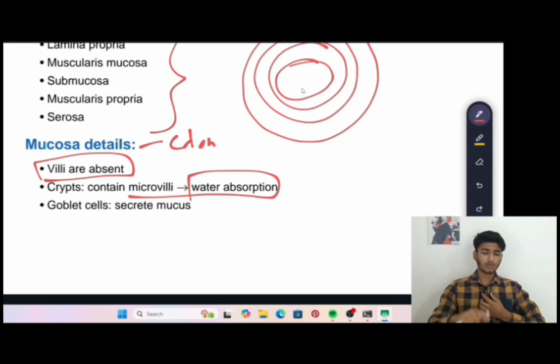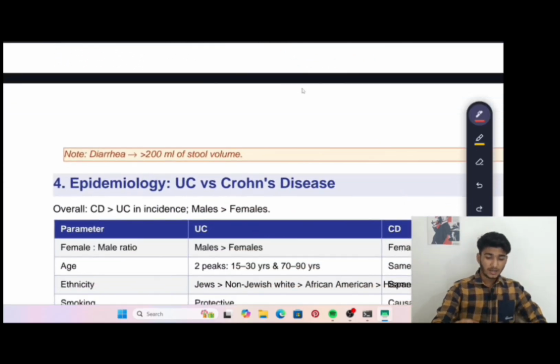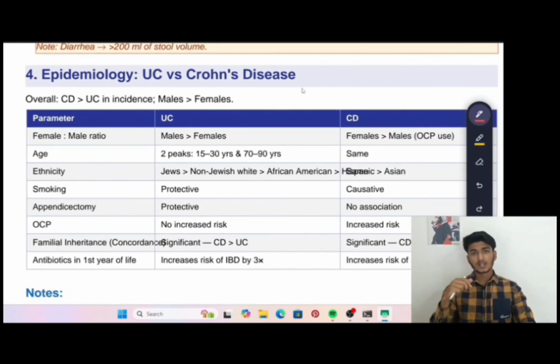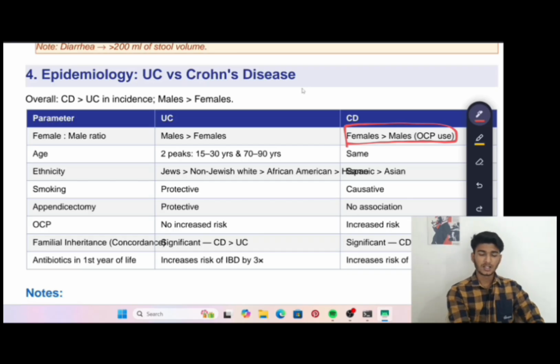And then we move on to the epidemiology of ulcerative colitis and Crohn's disease. What is ulcerative colitis? What is Crohn's disease? Basically, they are immune responses which lead to inflammatory bowel disease. In ulcerative colitis, males are affected more; in Crohn's disease, mostly females are affected. Why are females affected more? Because of the overuse of OCPs, oral contraceptive pills. So Crohn's disease affects females more than males, but ulcerative colitis affects males more than females.